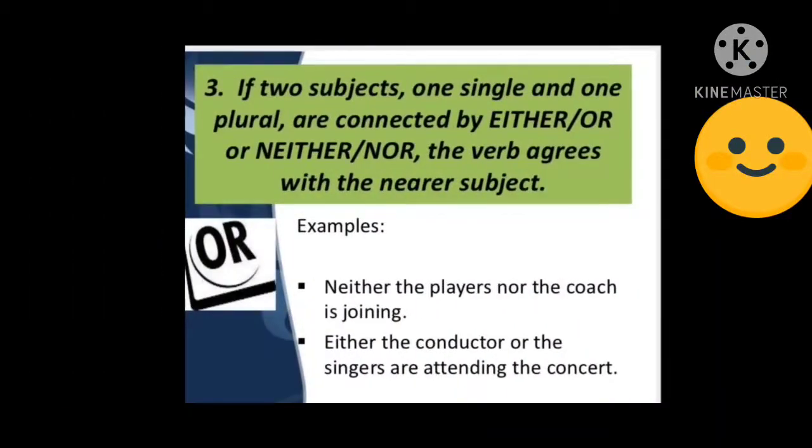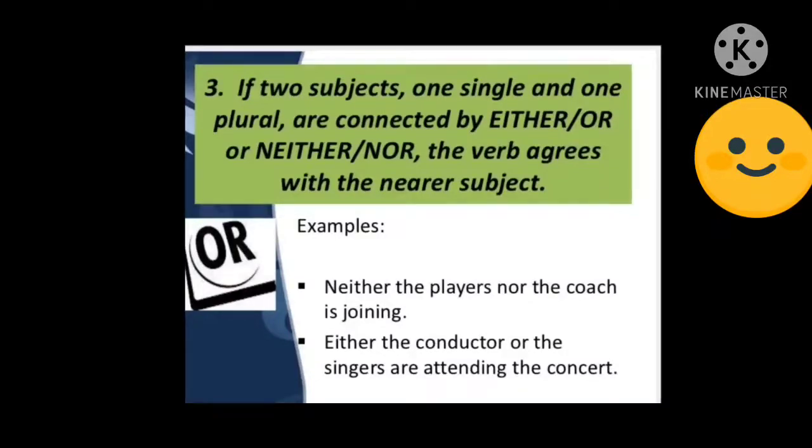Next, third rule. If two subjects, one singular and one plural, are connected by either or, neither nor, the verb agrees with the nearest subject. That means the subject which is very close to the verb. Remember the rule. If there are two subjects in a sentence, one singular and the other plural, and they are connected by either or, neither nor, then the verb should agree with the nearest subject, the subject very close to it.